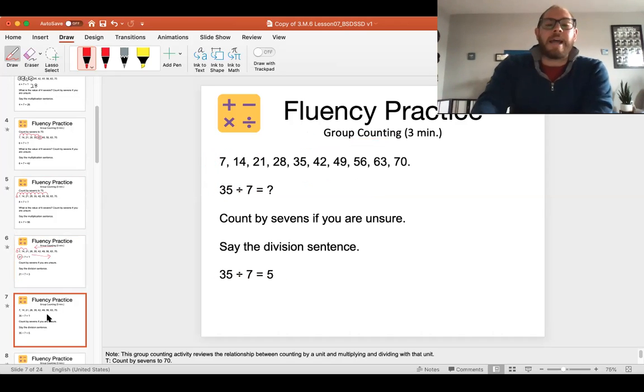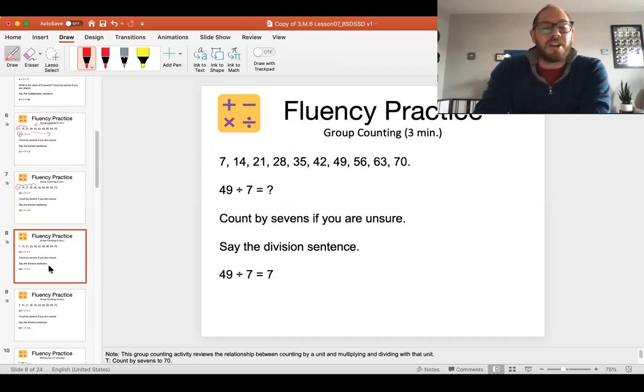Well done. All right, let's try our next one, 35. I'm going to start at 35. First, I'm going to put my 0 though. And I'm going to count my groups backwards. So 1 group, 2 groups, 3 groups, 4 groups, 5 groups, all the way back. 35 divided by 7 is 5 because we did 5 groups of 7 backwards to get to 0 from 35. So 35 divided by 7 equals 5.